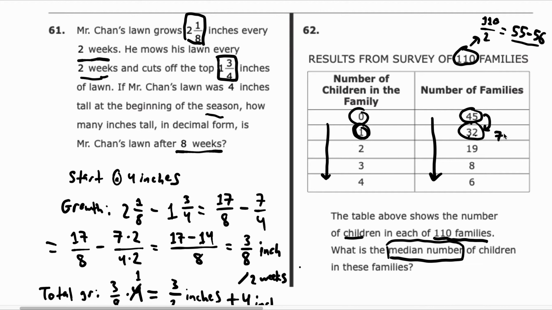Because this adds to 77. So the first 77 families have, the first 45 of those 77 have 0 children, and then the 55th or 56th family will have 1 child. And therefore the median would be 1 child. So that would be your answer. Okay.